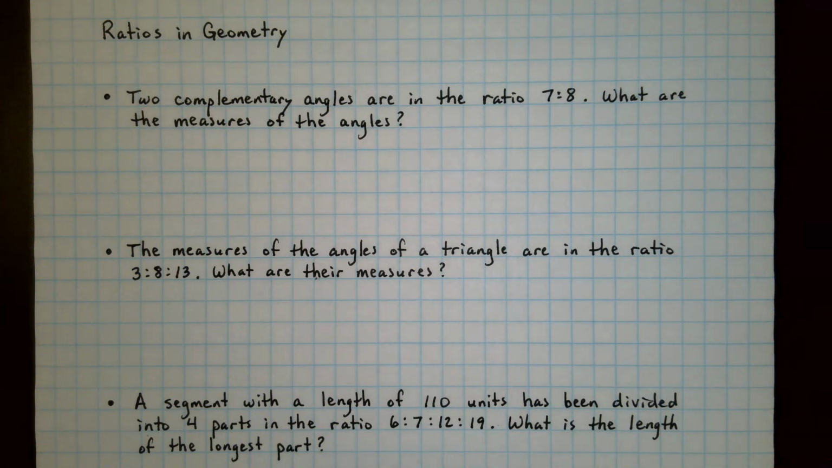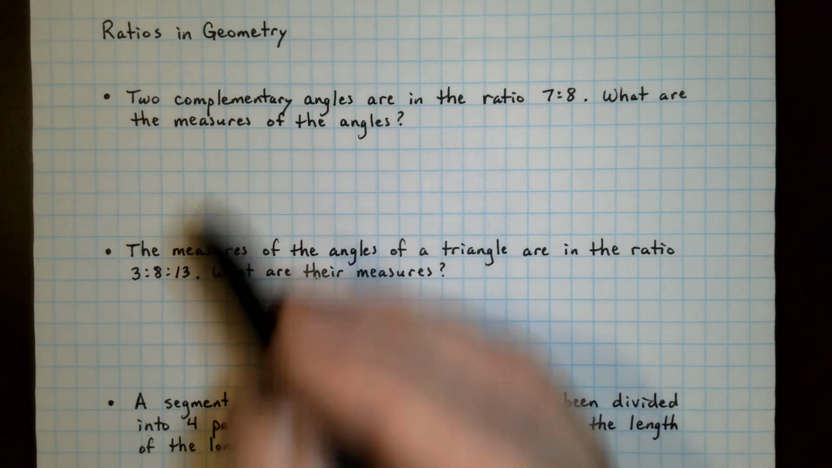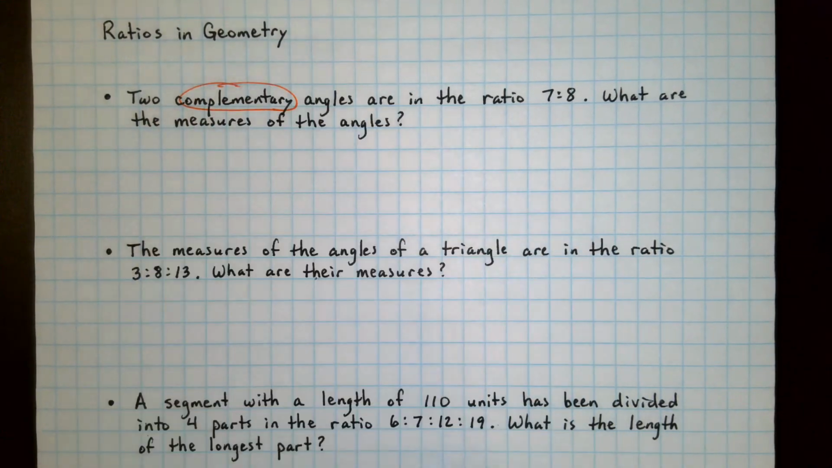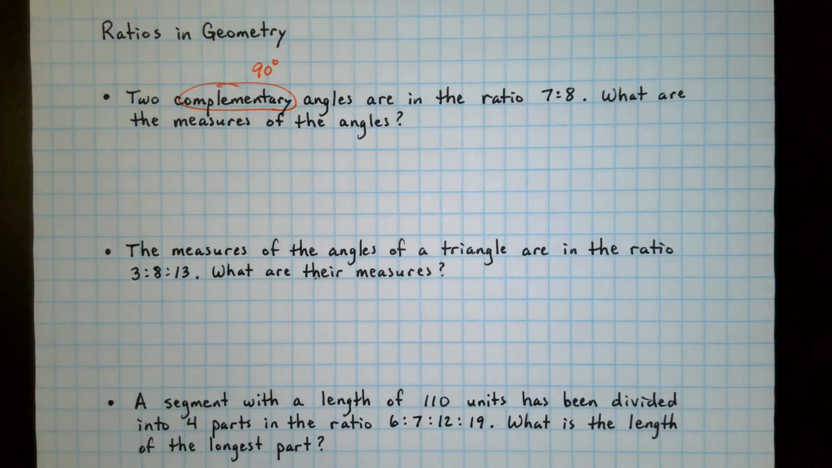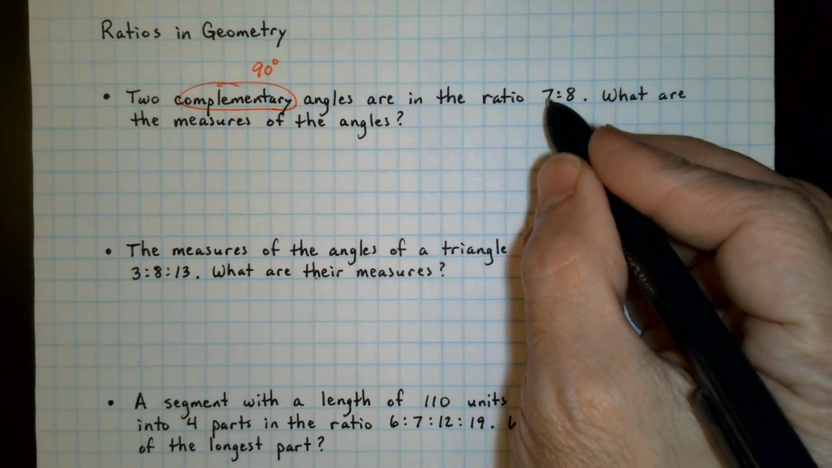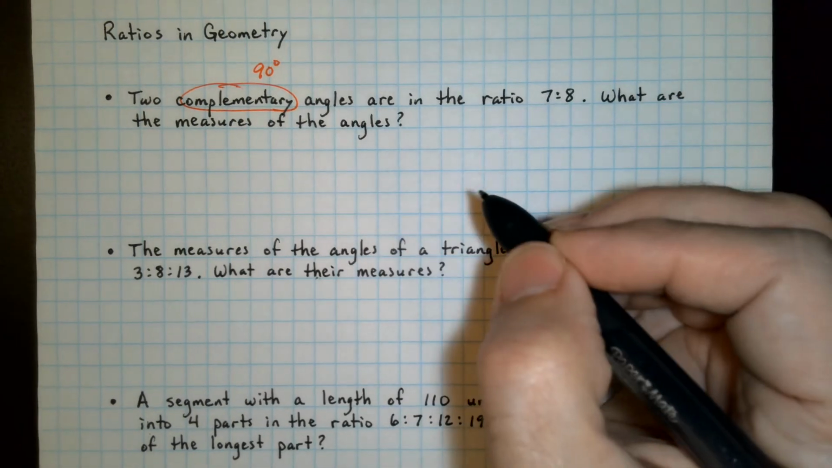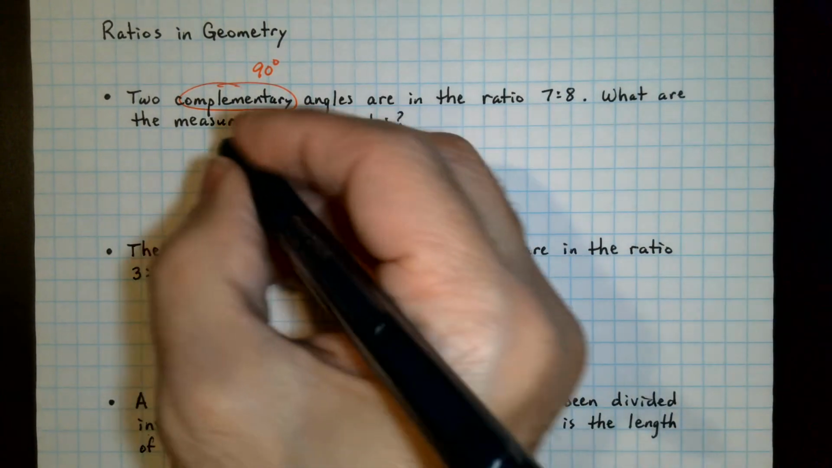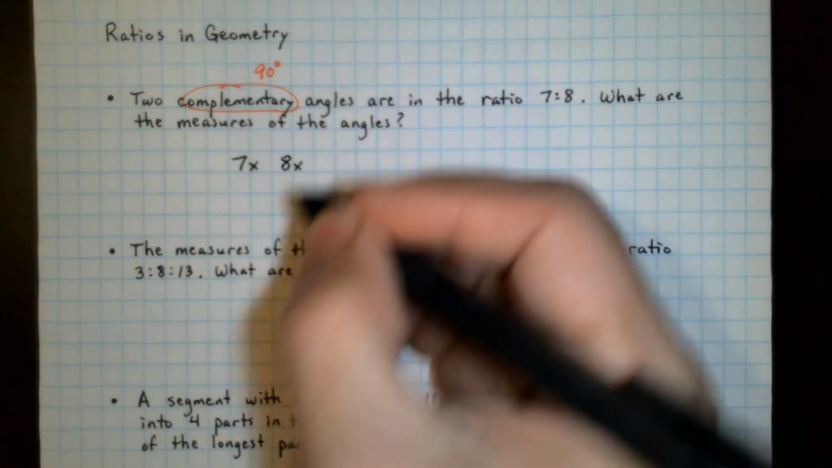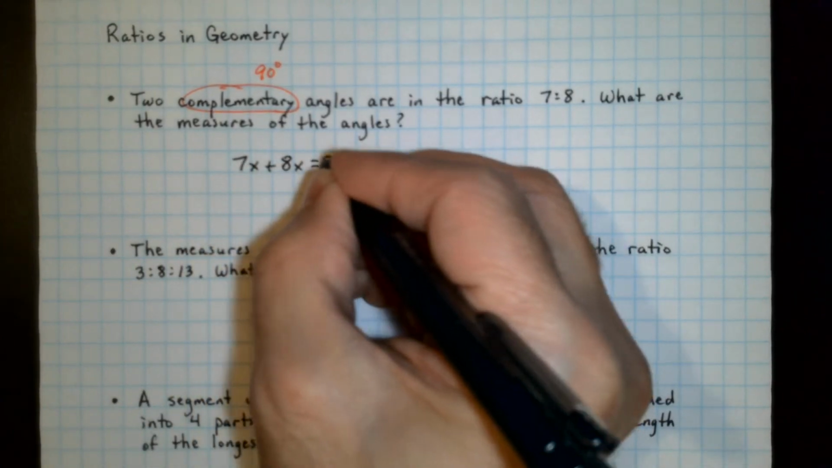If you have some ratios that are provided and you have a total, then you're able to solve for the individual values. Here we have two complementary angles, and that's important for us. Complementary angles always add up to 90, so we know that total, and that allows us then to write an equation. 7 and 8 obviously do not add up to 90, so the ratio is saying that we have 7 of something, which I'll call x, and 8 of something, which are going to add up to equal 90.